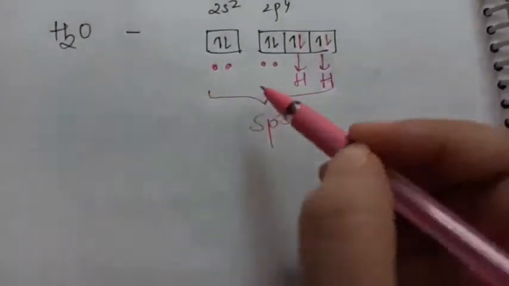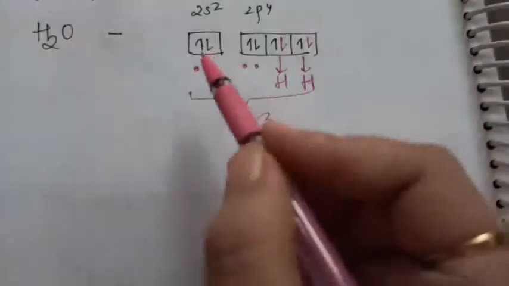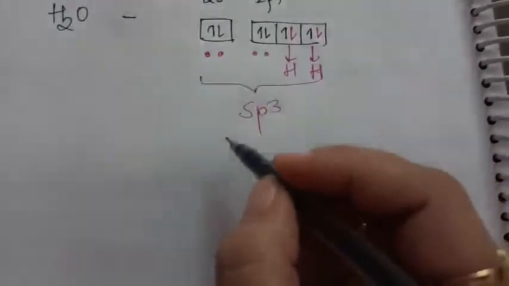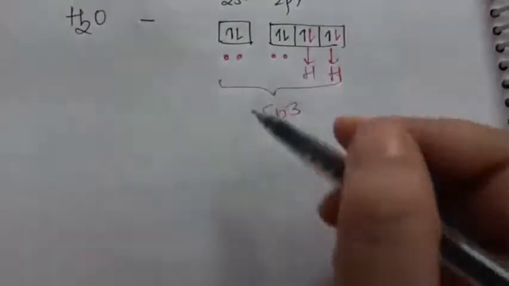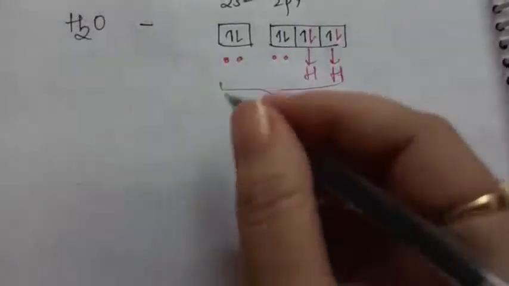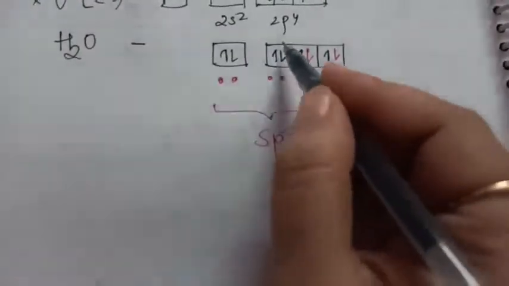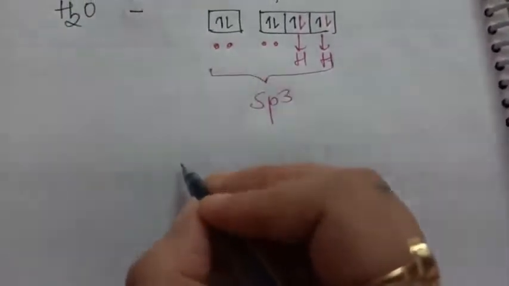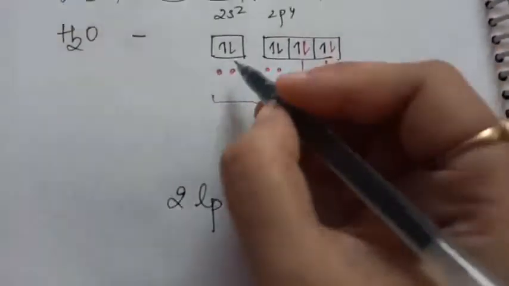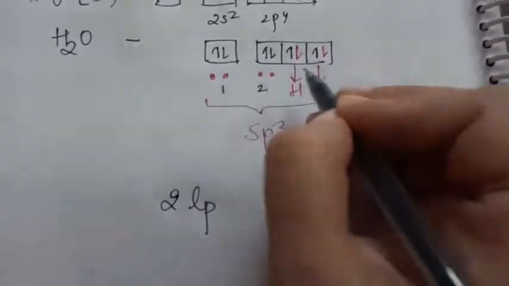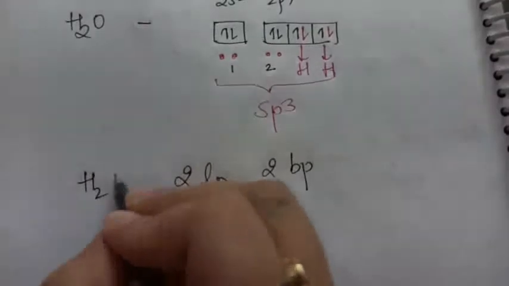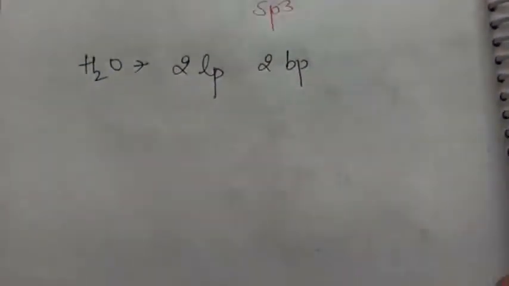But these 2 pairs of electrons are the lone pairs because they are there in the hybridization, but they didn't make a bond. इन्होंने bond नहीं बनाया. So the electrons of 2s2 and this first box of 2p have not participated in bond formation, and they will be called as lone pairs. So there are 2 lone pairs. First lone pair is this, second lone pair is this, and these 2 are the bond pairs. So water molecule is having 2 bond pairs and 2 lone pairs.